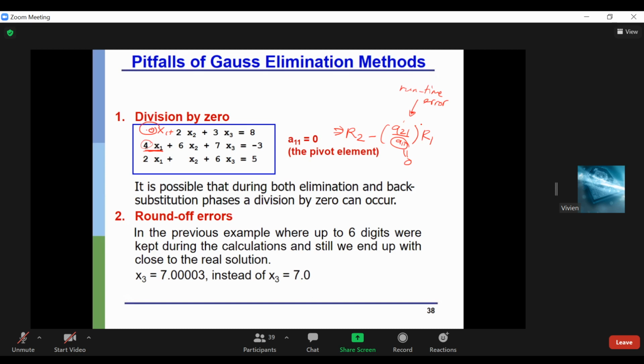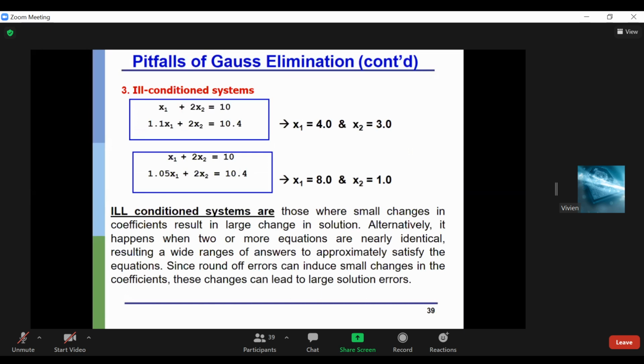Another problem is dealing with round-off error. In the previous example, we used up to 6 significant digits, so in that case we have a calculation which is close to the real solution. But what if we use fewer significant digits? That can be a problem as well, because the error will be quite large.